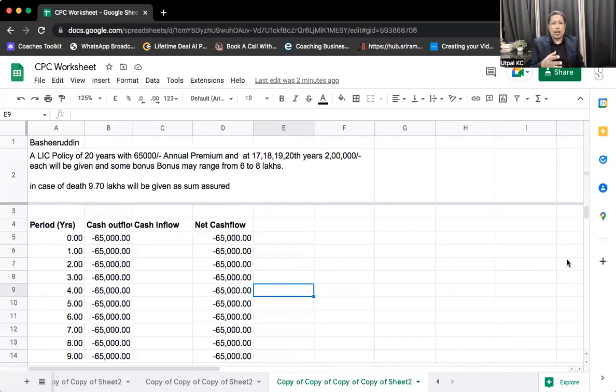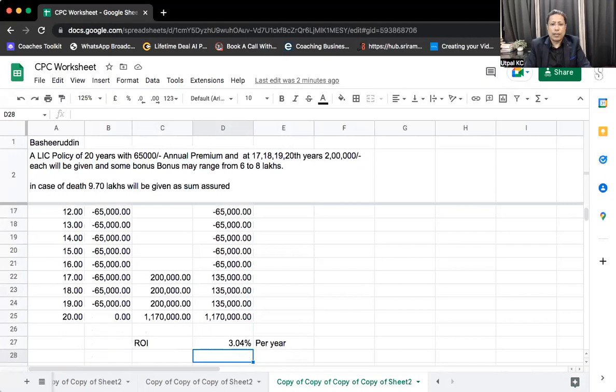But I'm asking you, if there's an alternative, you say 3% is not acceptable. Is it acceptable? No, right? If it is not acceptable, then you will stop it. When you stop it, you will have to invest somewhere else, right? So when you invest somewhere else, what return will you be able to generate?